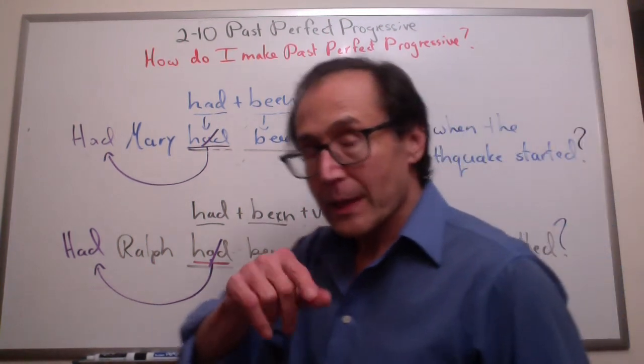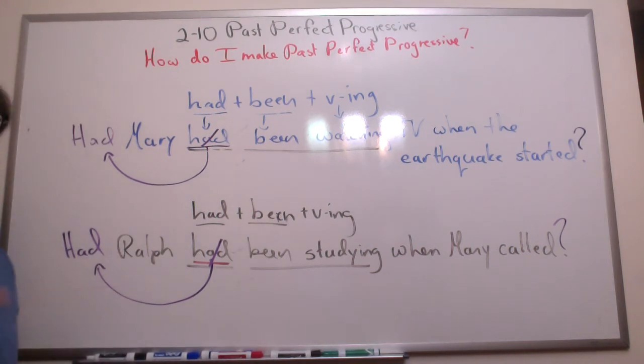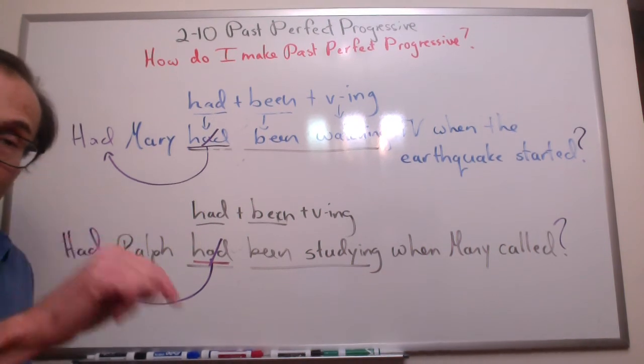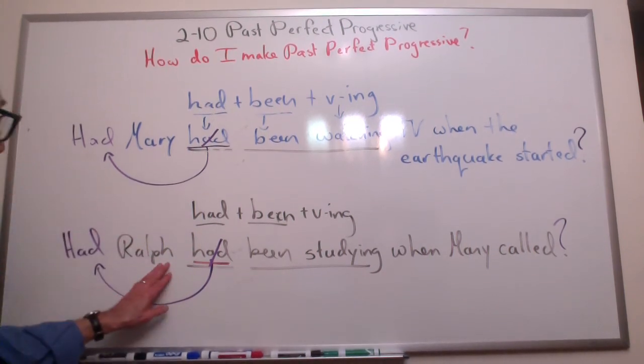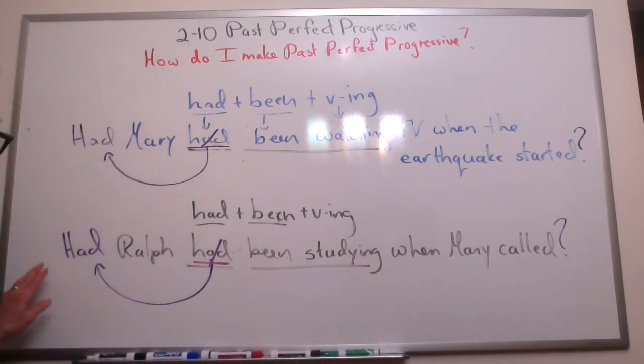And again, take a moment and make this a question that asks about the place. Again, if you want to pause. Here, this is a yes-no question. Had Ralph been studying when Mary called? But take this yes-no question and make it a question about the place that Ralph was studying. Again, you can pause the video if you want a moment to think.